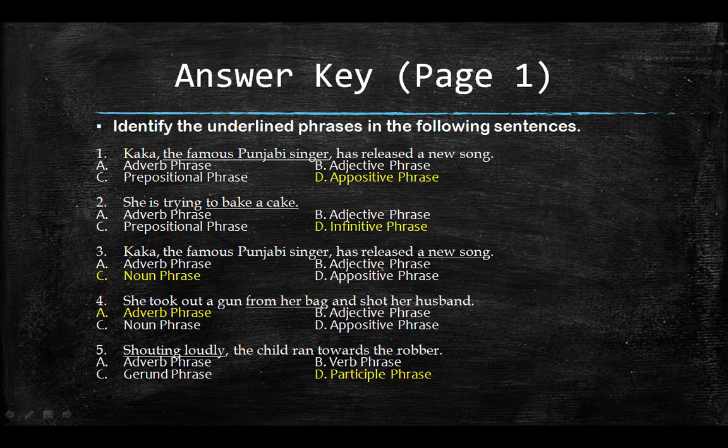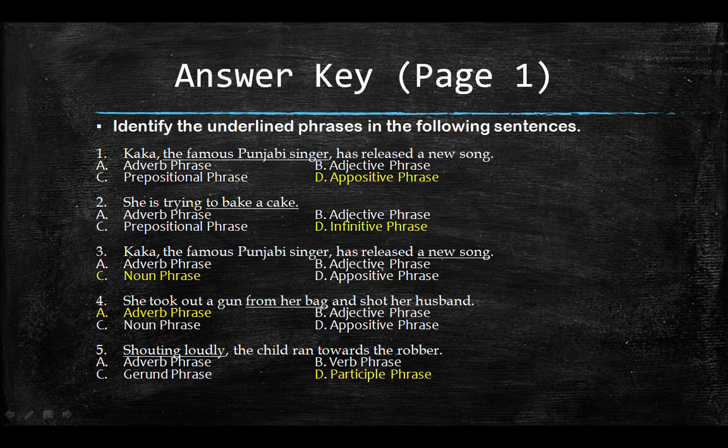She took out a gun from her bag. From her bag is a prepositional phrase, but the option of prepositional phrase is not there. We'll have to look at its function now. She took out a gun from her bag and shot her husband. Where from did she take out a gun? Answers the where question about the verb in the sentence. So it's adverb phrase, indicating the place of the action, functioning as the adverb of place.